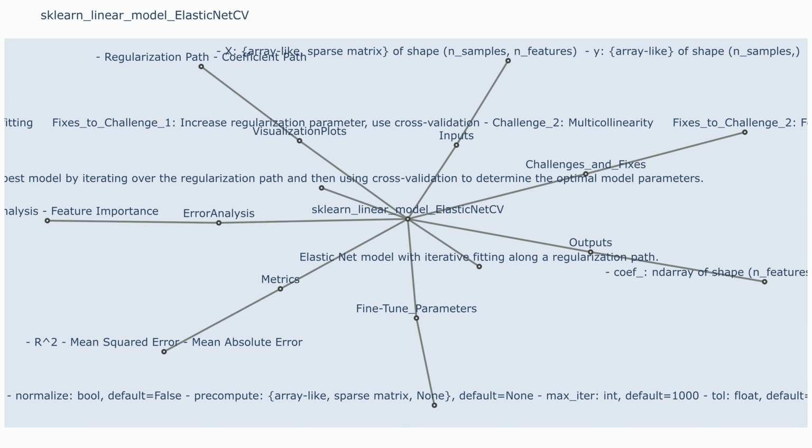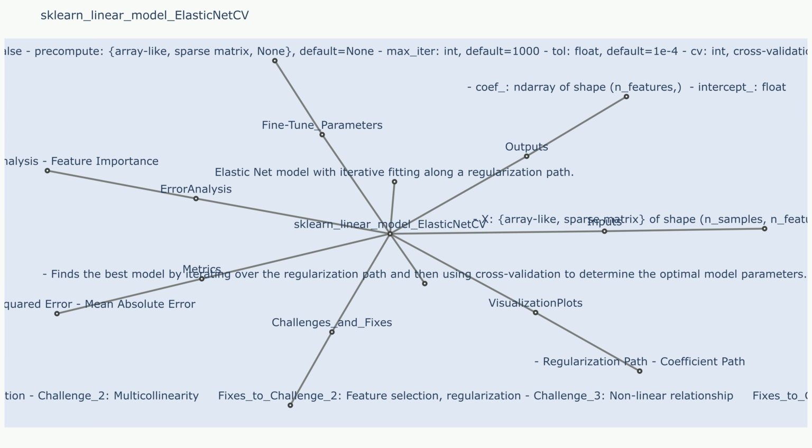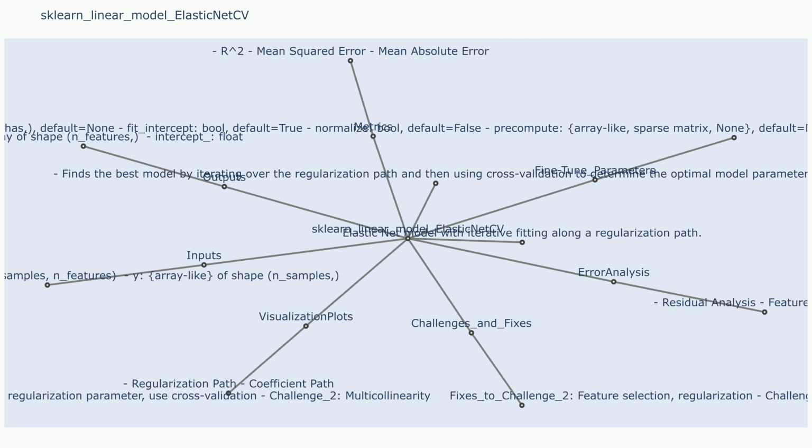sklearn, linear model, ElasticNetCV. Description: ElasticNetCV implements ElasticNet regression with automatic optimal hyperparameter selection using cross-validation. It combines the strengths of both ridge and lasso regression by penalizing both the L1 and L2 norms of the coefficients. This allows it to achieve sparsity like lasso while still mitigating the instability issues that arise from high correlations between features. ElasticNetCV searches for the best combination of L1 and L2 regularization strengths, L1 ratio and alpha, across a predefined grid, using cross-validation to evaluate the model's performance.